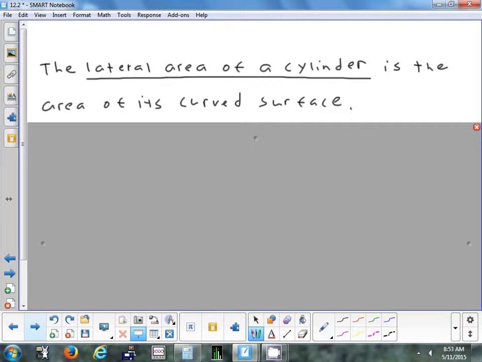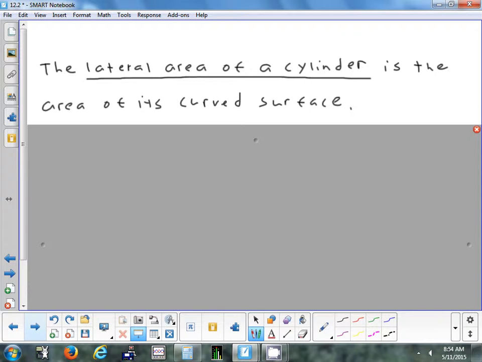What is the curved surface? If you took a cylinder and you cut it right up the side and you cut the top and bottom lid off and unfolded it, what shape would you have? Here's your cylinder. Take a piece of paper, cut it right up the side, cut the top and bottom lid off. There's your lateral surface area. It's a rectangle.